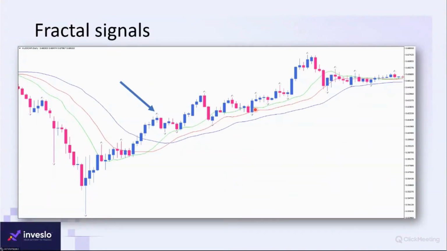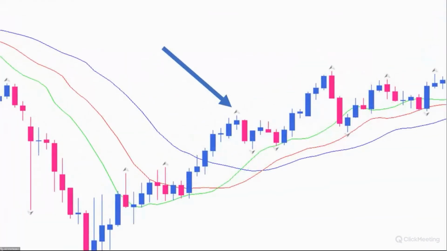But the good part is not right now. The fractals, how they generate signals. Fractals generate the following signals. If an up fractal is above the alligator's teeth, or the red line, we would place a buy stop one tick above the high of the up fractal. Let me zoom in a bit to show you how it works.